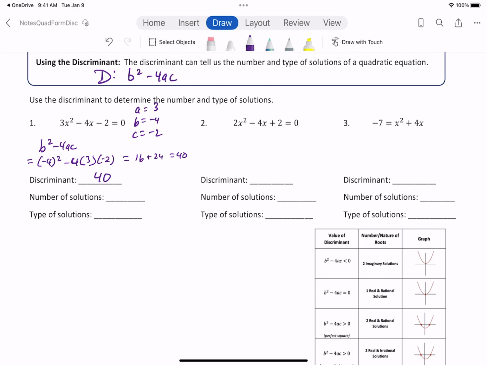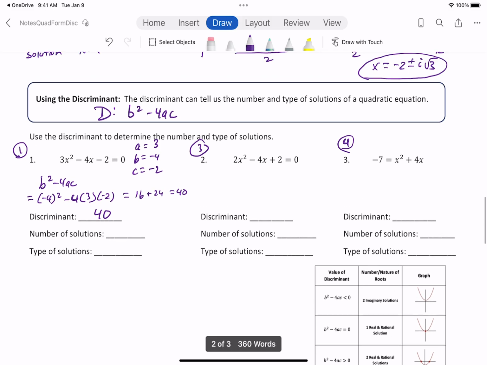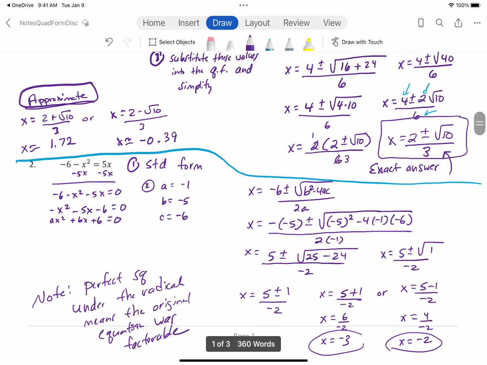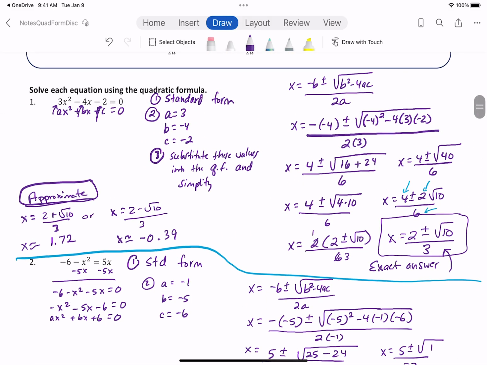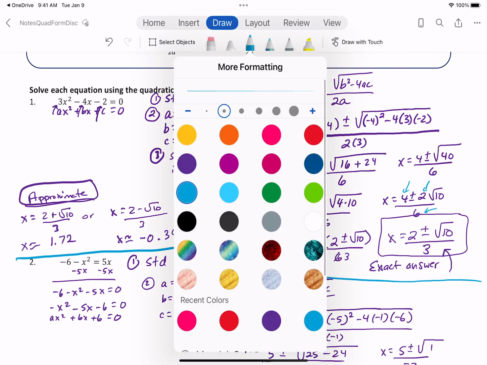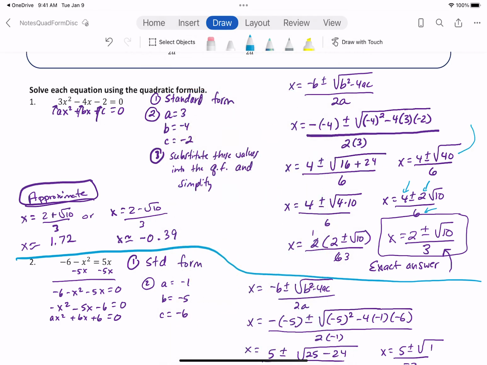That number probably looks familiar. These three problems are from the first part of the lesson. This is the first one we worked. This one is number 3, and this one is number 4, so that we can compare. So if you look back at number 1 that we did, you see underneath the root, we got 40. So that's our discriminant.